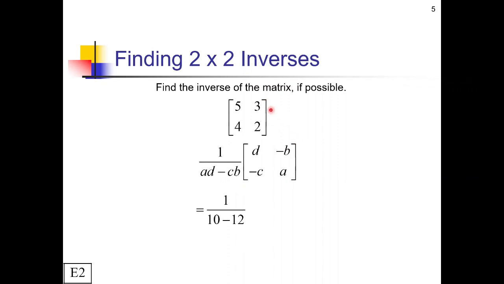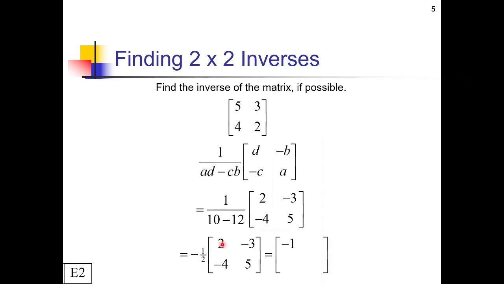And then we've got the 2 and the 5 switching. And we have a negative 3 and a negative 4. So this is going to be 1 over negative 2, negative 1/2. So that's a little bit different than before. Multiplying this through, this is going to become negative 1. This will be 3 over 2. This will be negative, or positive 2 rather, and this will be negative 5/2. So sometimes these inverses can get a little bit ugly when these fractions are involved, but they still work.